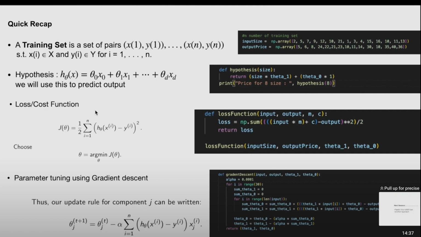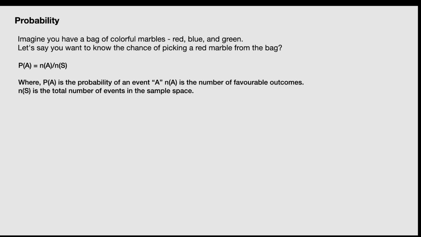So let's quickly move on to the basics and understand what is meant by probability. You have a bag of colorful marbles: red, blue, and green. Let's say you want to know the chance of picking a red marble from the bag. That chance is called probability. It's like asking what are the odds of getting a red marble, right? So the probability will be the number of favorable outcomes upon the number of total events.